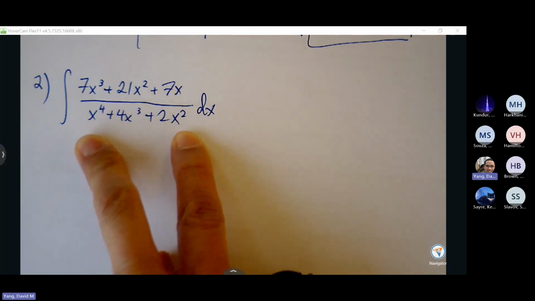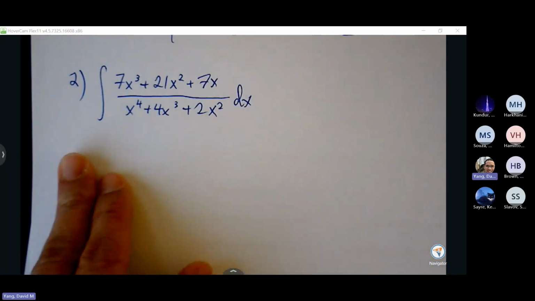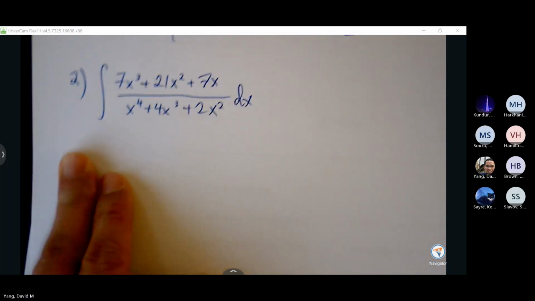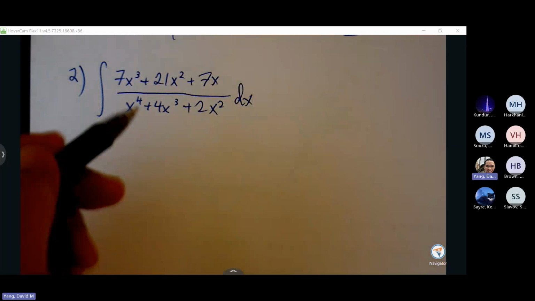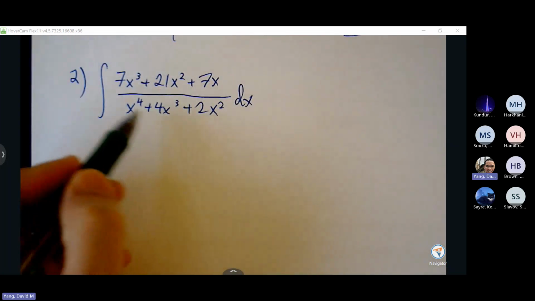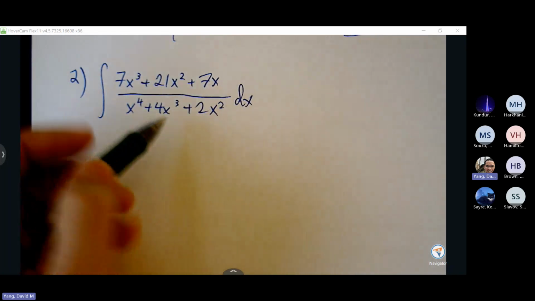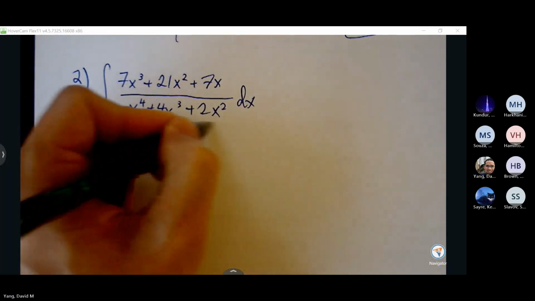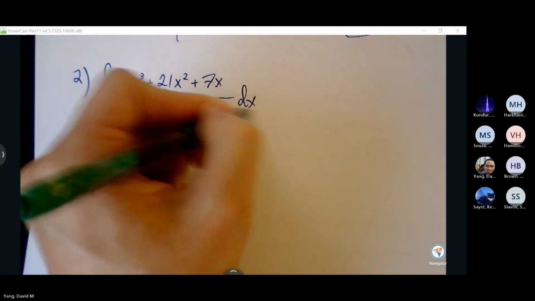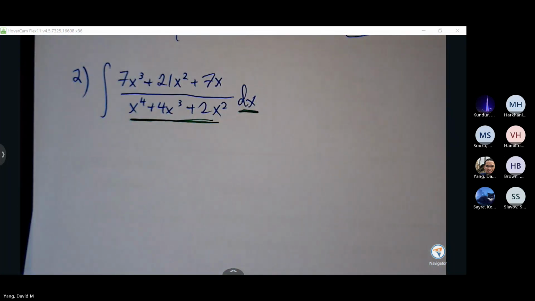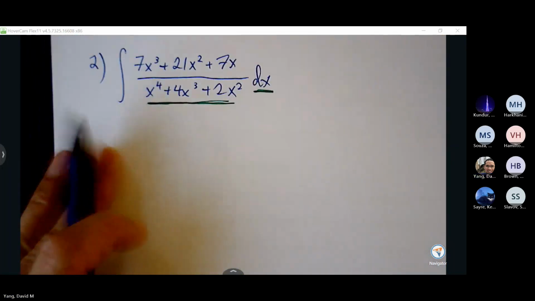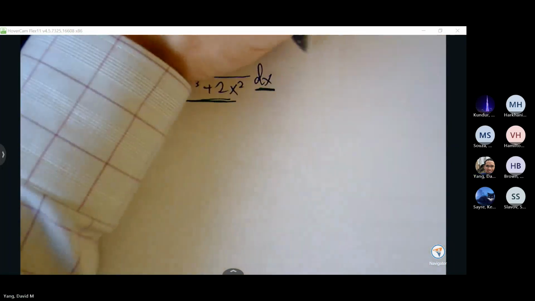Next option is to use substitution. Can we try to find a u value that could fit with this problem? The denominator looks like a lot, right? But if you look at the degrees here, 4 to 3, 3 to 2, 2 to 1, that should be a pretty good fit. Let's try it though. Okay, so u value, denominator.